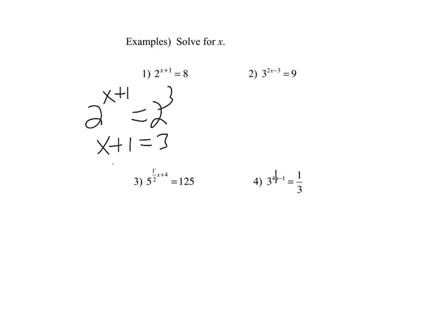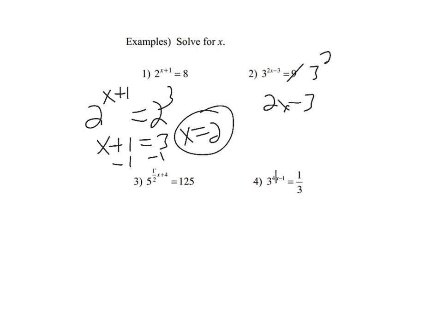So if I subtract 1 from both sides, I get x equals 2. And sure enough, if you substitute in 2 for x, 2 plus 1 is 3, 2 to the third is 8. So the same thing can happen here. I can rewrite 9 as 3 squared. So instead of 9, I can write 3 squared, and then 2x minus 3 has to equal 2. Add 3 to both sides, that gives me 5. Divide by 2, I get 5 over 2.